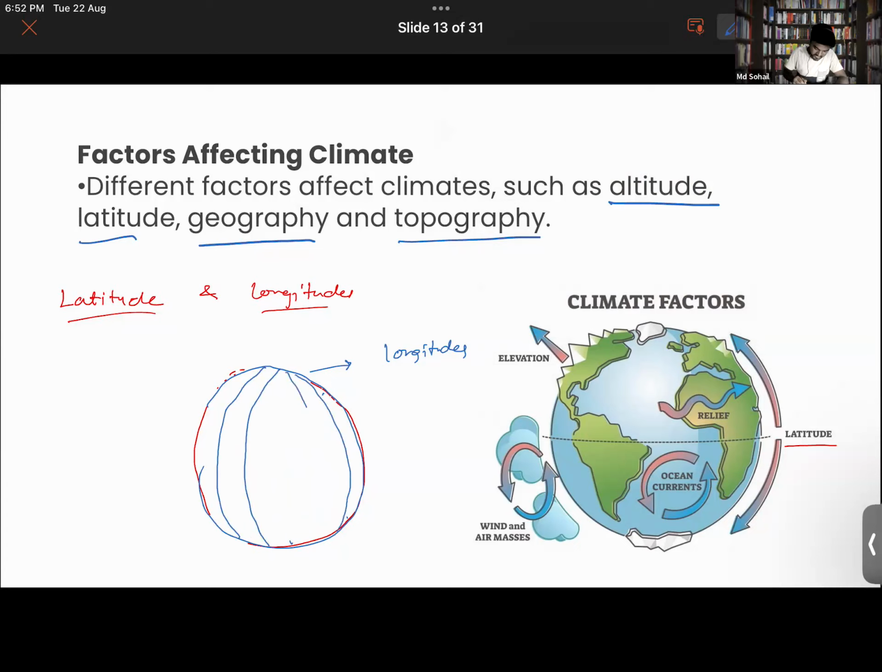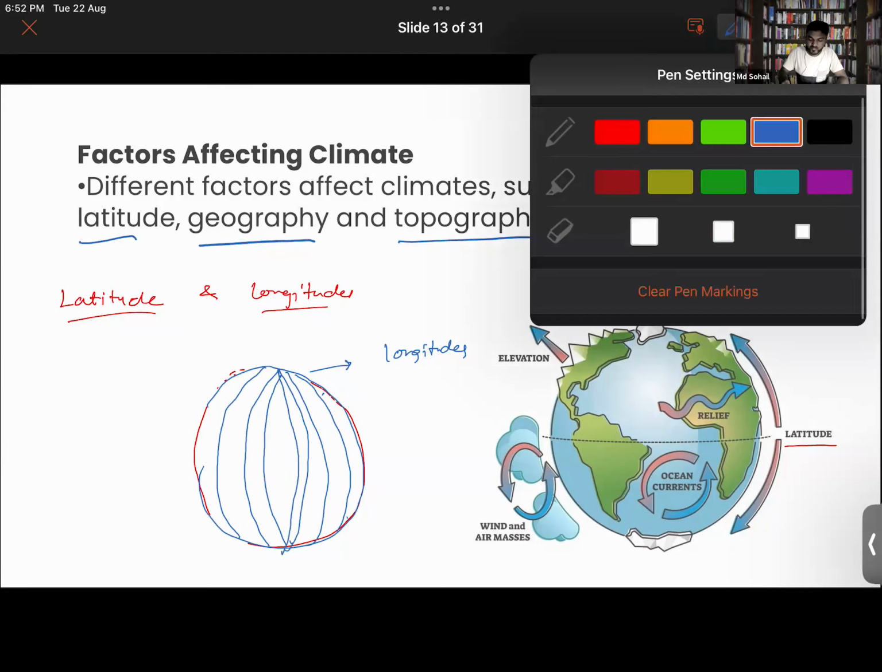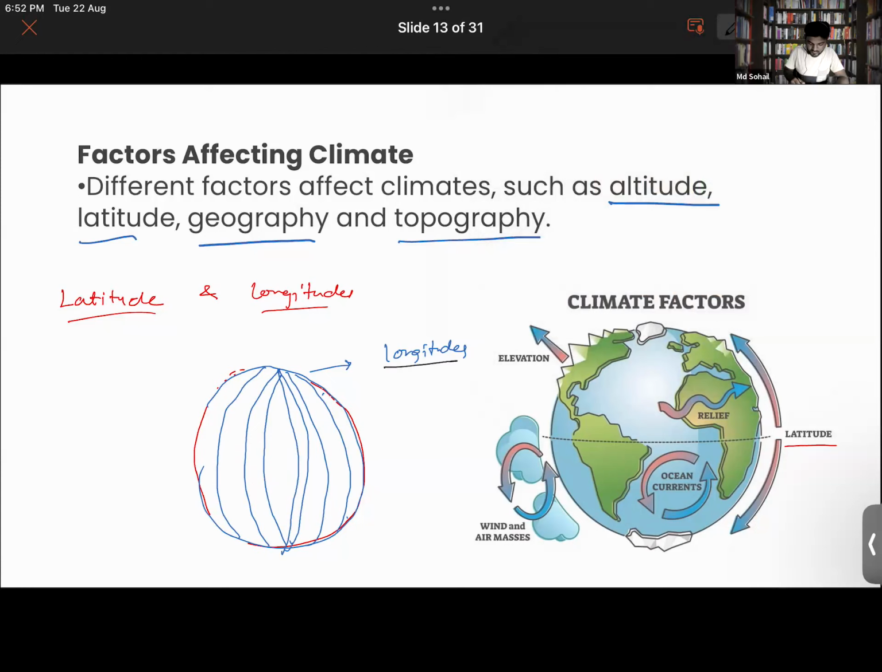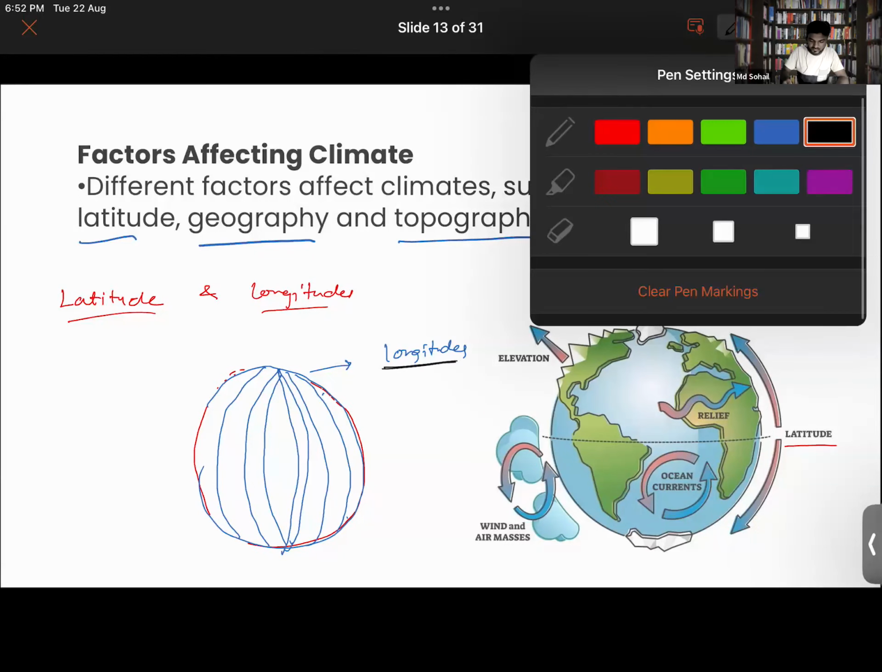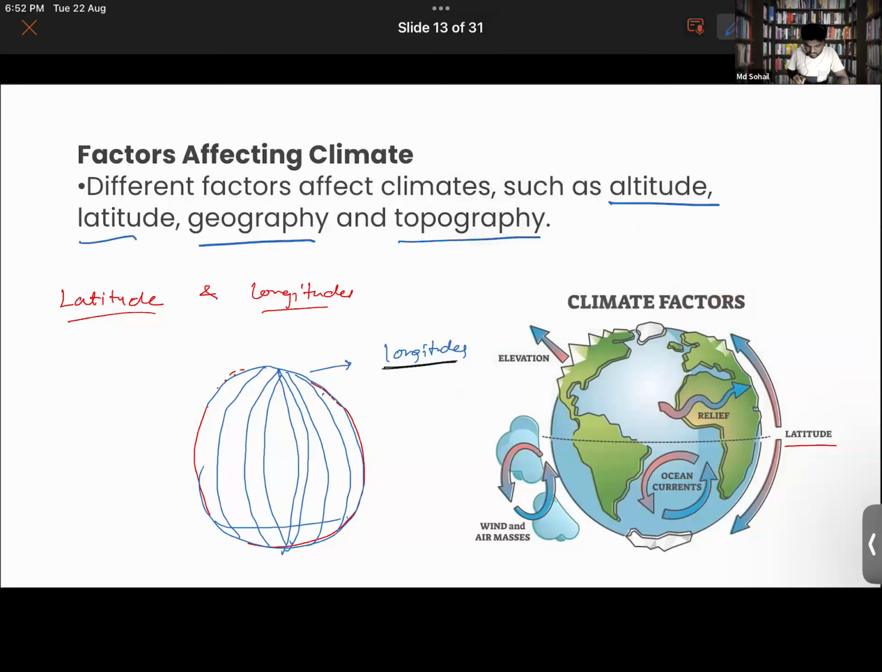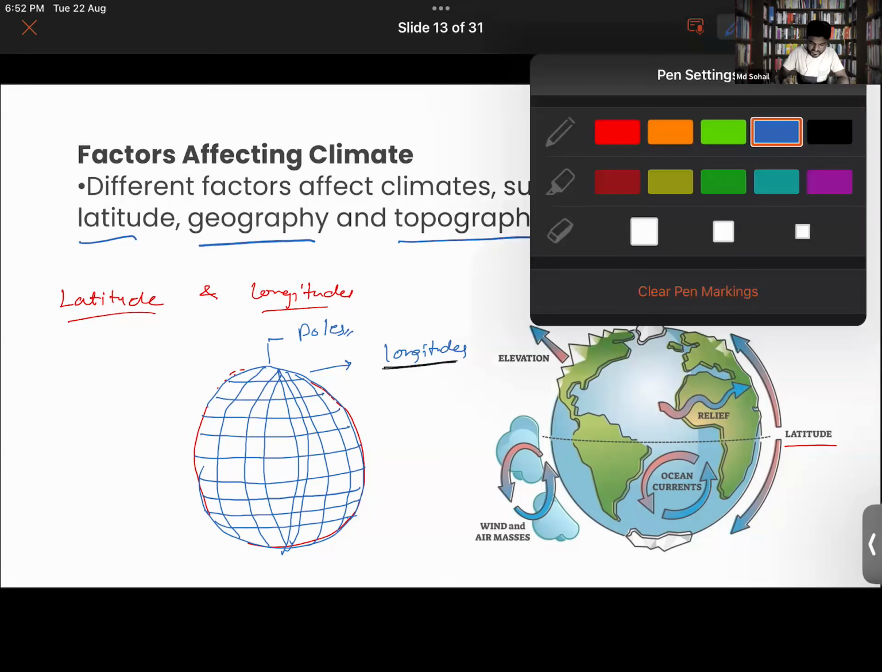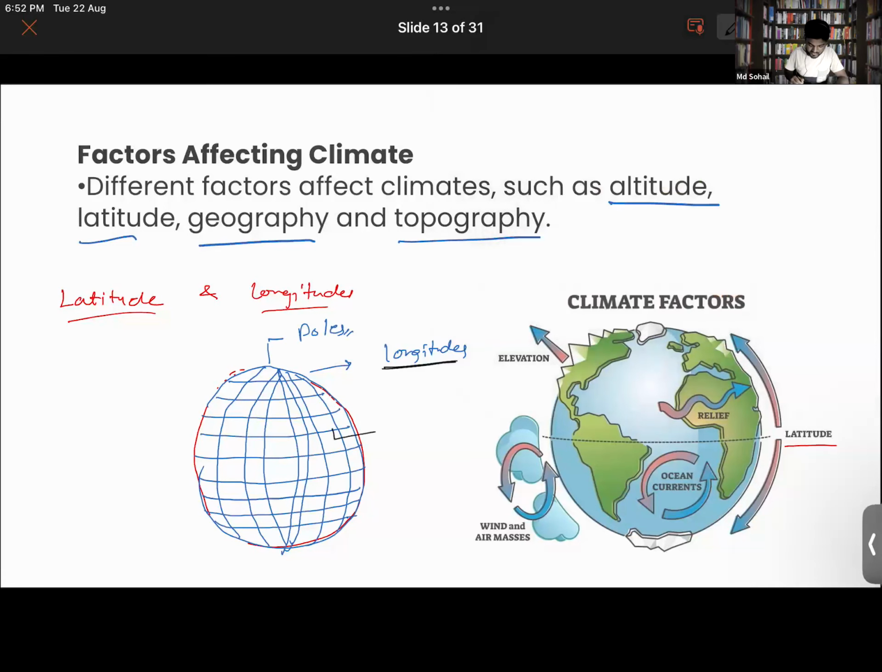Tell me this: the longitudes that I am drawing here, are they parallel to each other? Do they look parallel? No, they are not parallel because they are meeting at the poles. At the poles, they are converging together. And then you have another line called latitudes, while the latitudes will be parallel to each other.